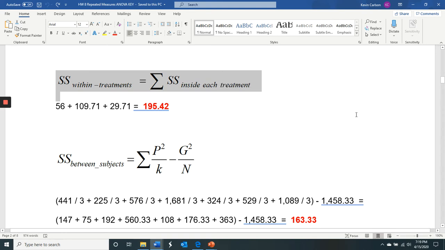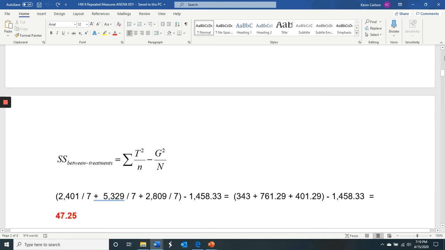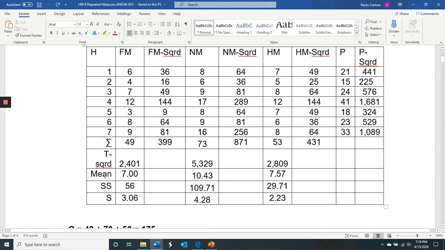So the SS within is just adding up the sum of squares for each of the treatments, each of the moon phases in this study. We just found that with the online calculators, and we have it in our worksheet.